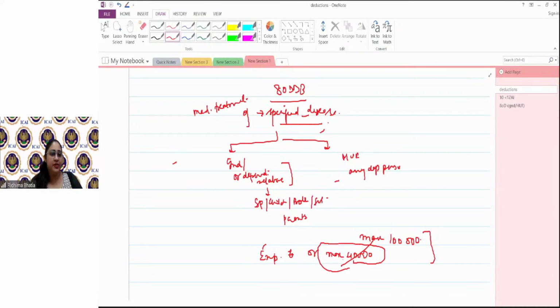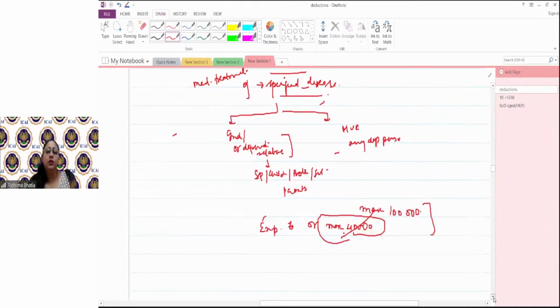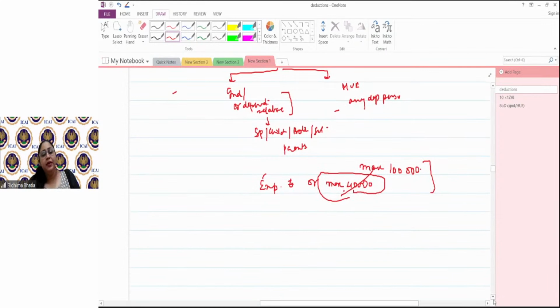So if expenditure for the specified disease has been 20,000, you will claim 20,000 as deduction. If the expenditure for specified disease was 60,000, you will claim 40,000 as deduction. But if the patient, either the individual himself or his dependent relative, is a senior citizen who is suffering from the specified disease, then in that case, the ceiling limit increases to 1 lakh. Clear? Now the question comes, ma'am, if an insurance policy is running, will the deduction still be claimable?